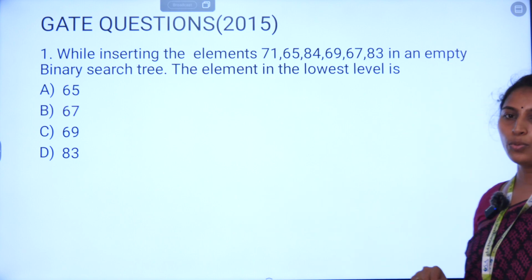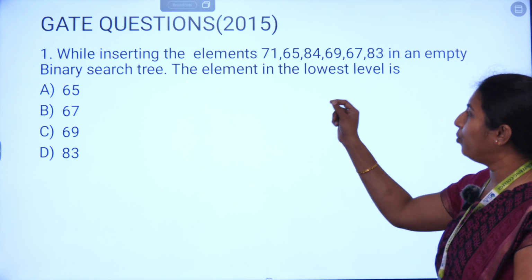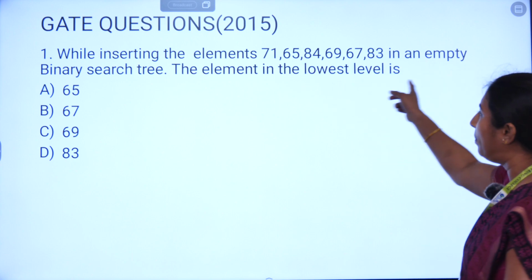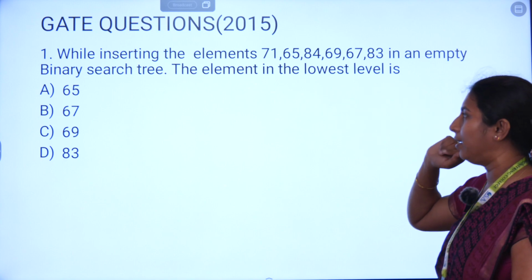So this is our first question. What is the question which is given over here? They have given, while inserting the elements which are given over here in an empty binary search tree, the element in the lowest level we need to identify.